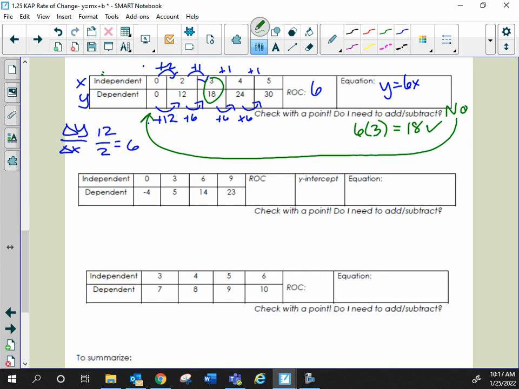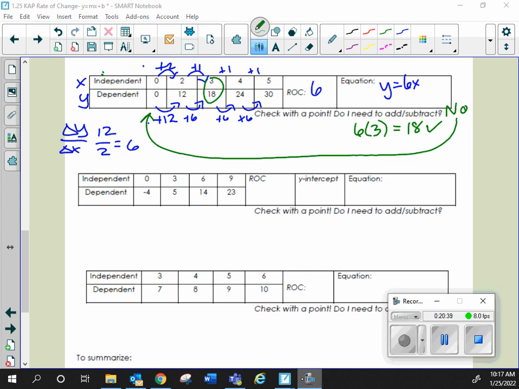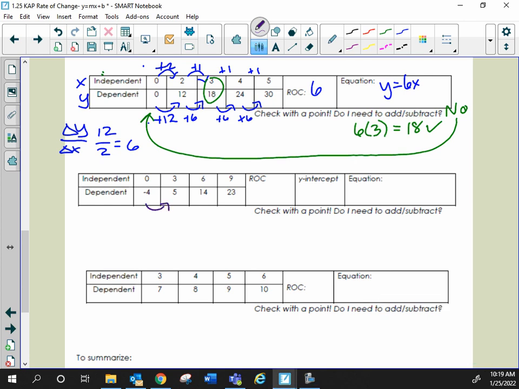All right. Do you want to try one on your own? Yes. Okay, let's find that rate of change. What did you see in the change in y? Plus 9. Okay, what happened in the x? Plus 3 every single time. When I put the change in y over the change in x, I put 9 over 3. Simplify it down to 3. My rate of change is 3.